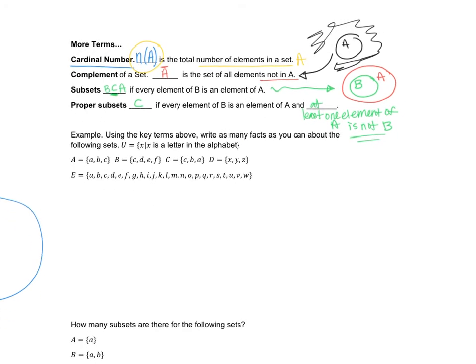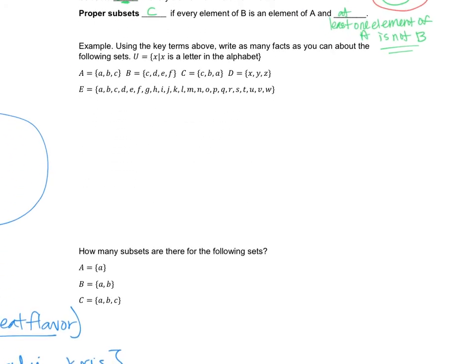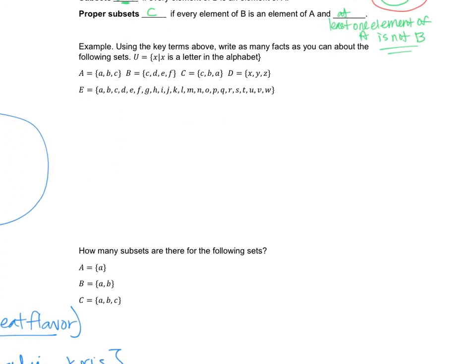So now I'm going to give you a chance to use some of this new notation and these key terms and write as many facts as you can about these following sets. So we're going to say the universe, the whole entire big set, is going to be the letters in the alphabet. And then we have these sets that are given here, A, B, C, and D. And then we have the set E. So we want to come up with some different facts about these sets.